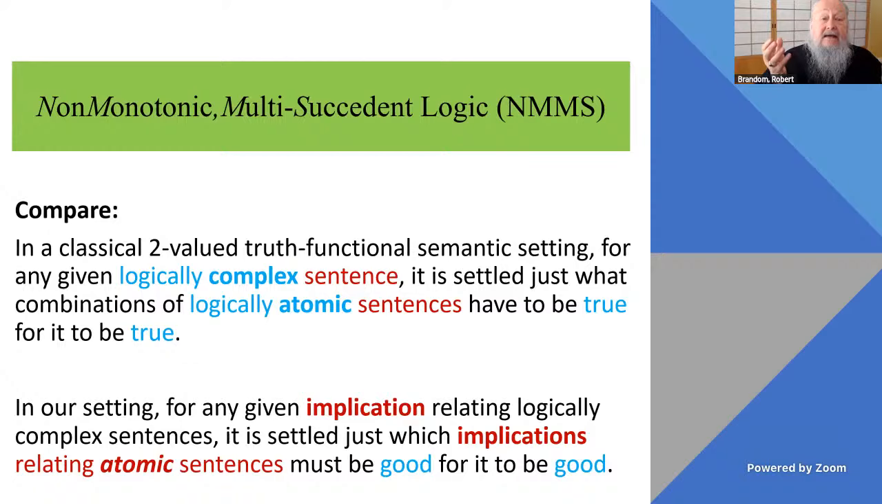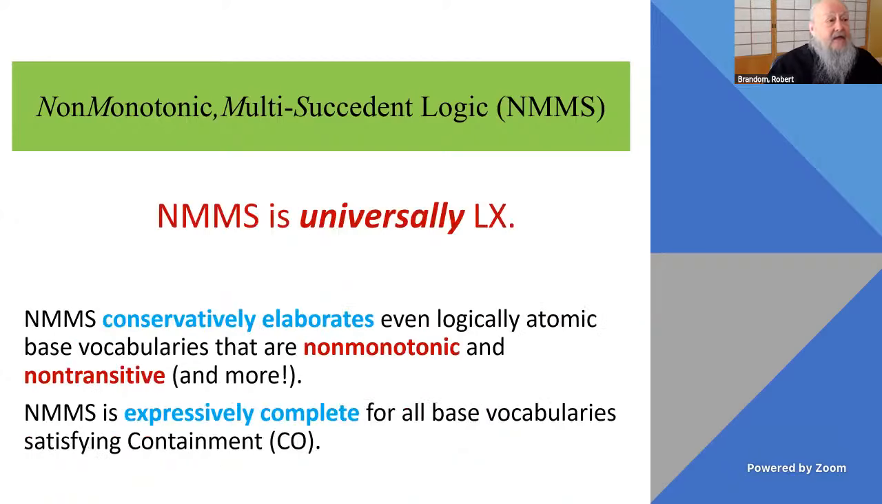What we're doing now is giving a result like that, but for atomic implications and implications in the logically extended language. For any given implication relating logically complex sentences, it's settled just which implications involving atomic sentences must be good for it to be good. That's our sense of expressive, explicative, the sense in which the sequents in the logically extended vocabulary are saying of the base vocabulary sequents that they hold. And this expressive power is universal across the NMMS extensions of any base vocabularies for which CO holds.